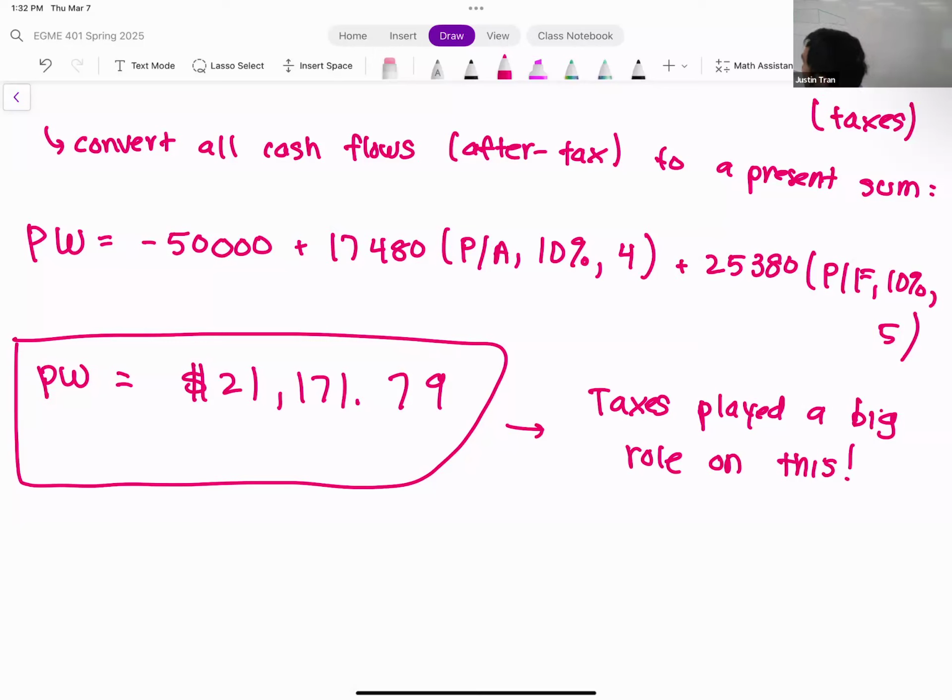So taxes is not something that you can ignore. It is annoying, right? And so you'll see in a bit, once we get into the other depreciation schemes, taxes can be very annoying to deal with, but they're important. If you don't incorporate taxes, then your calculation is going to be very wrong. Okay. All right. Any questions on how we got to that answer there?